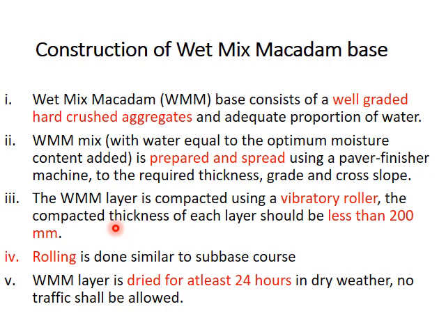The compaction procedure should not be for a layer of thickness greater than 200 mm. You have to do it in stages or multiple layers for the base course. Rolling is done in a process similar to the sub-base course, that is, it starts from the edge of the pavement, from the shoulder to the center of the carriageway, and every rolled section should have a 1/3 overlap with the previous section. Then the wet mix macadam layer is dried for at least 24 hours before it is opened.